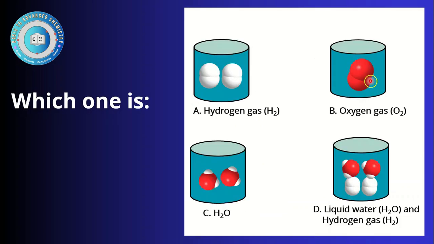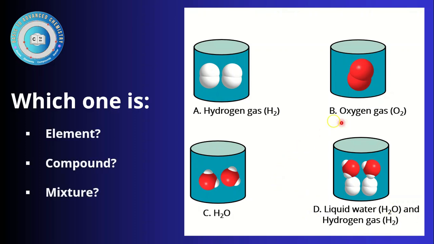So let us try to answer this question. Here some alternatives are listed. A. Hydrogen gas. B. Oxygen gas. C. H2O, that is water. D. Liquid water and hydrogen gas. Based on this, which one is an element? Which one is a compound? Which one is a mixture? So try for yourself and compare with this answer.